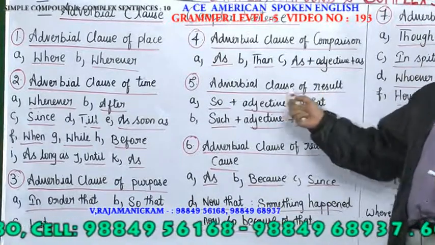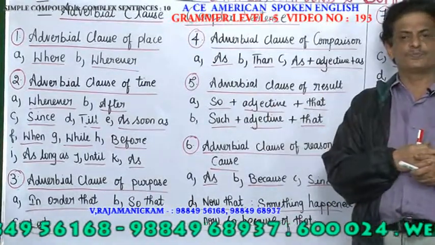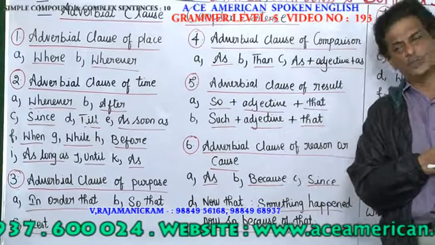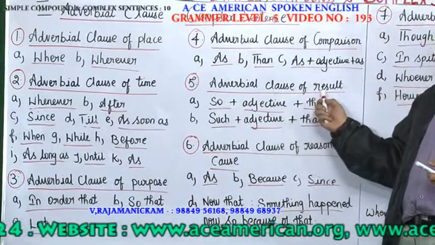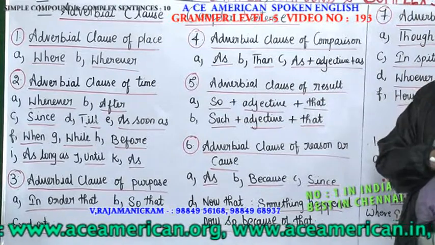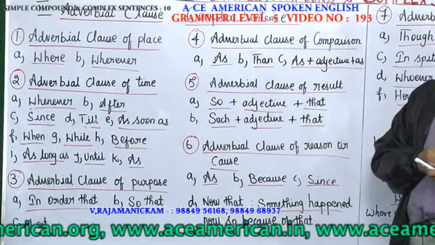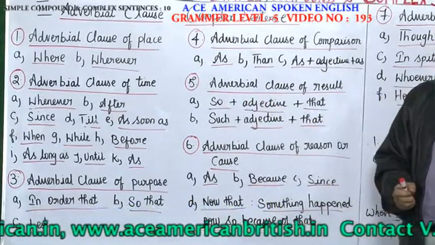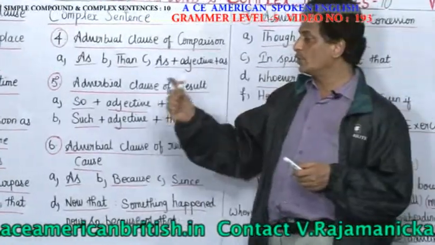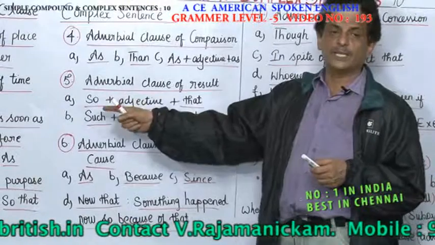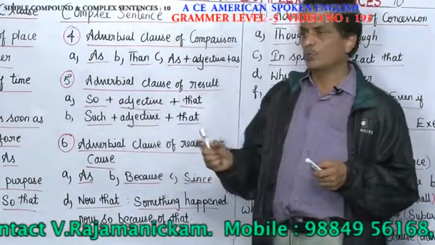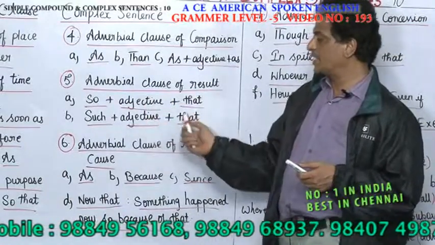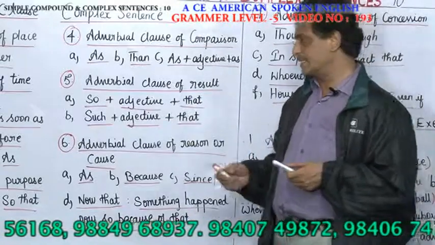So, adverbial clause of result. Could you form a sentence using so? He worked very hard so that he could get good marks. Why did he work so hard? You are asking the reason. Adverbial clause of result. He works hard so he may get good marks. He works hard. What is the purpose? So he may get good marks. So he may get good marks depends upon the sentence he works hard. So plus adjective plus that. Could you form a sentence? Such plus adjective plus that. You will be seeing all these sentences in future.